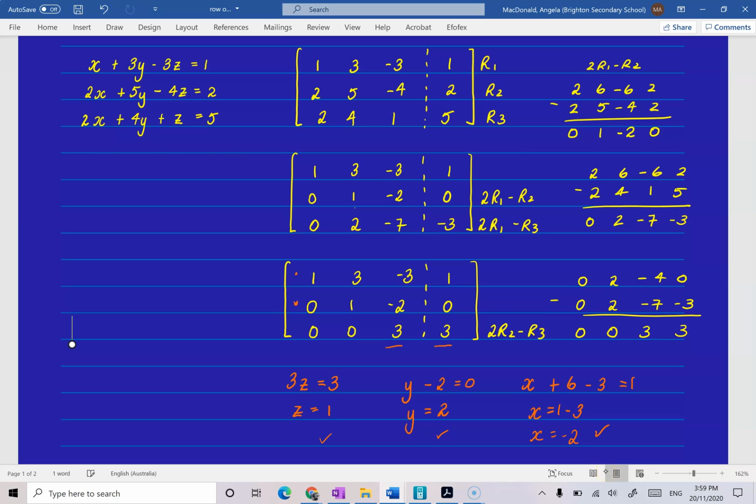Okay, so if you've got neat working out, you'll be able to fix that up. Okay, hope that helps. Let's do one in a minute with letters.